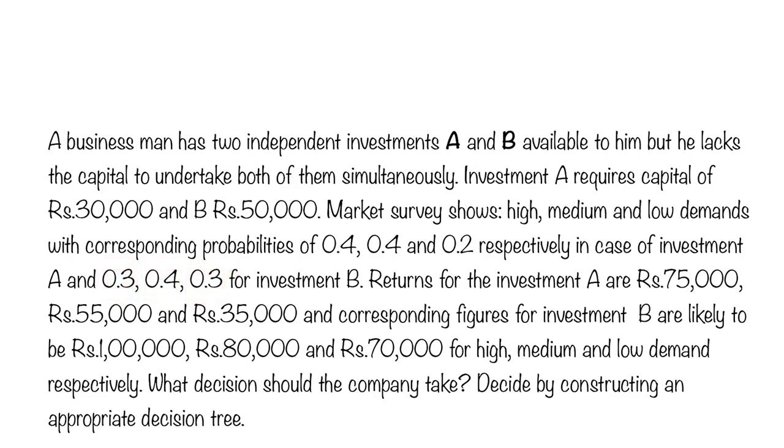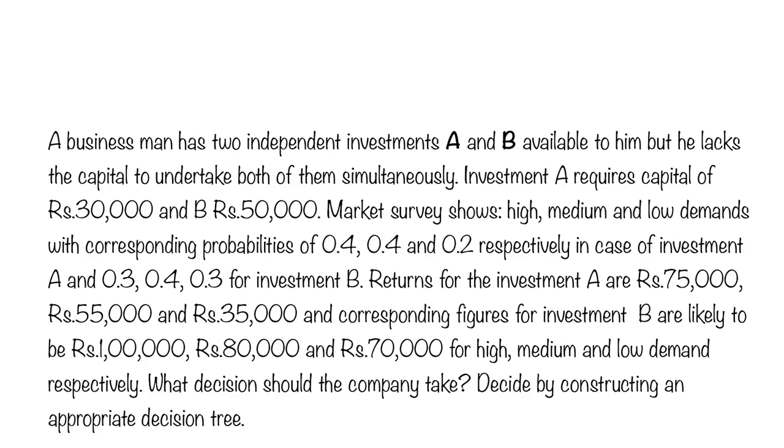Now let's talk about the return for the investment A. So this is 75,000 return for the high demand, 55,000 and this 35,000. So this is the return actually. So if we talk about the profit, profit means we have to deduct the initial value, which is 30,000. So when you deduct 30,000 from here, the net return, means net profit, will be 45,000. Here it will be 25,000 and here it will be 5,000, right? This is for the investment A.